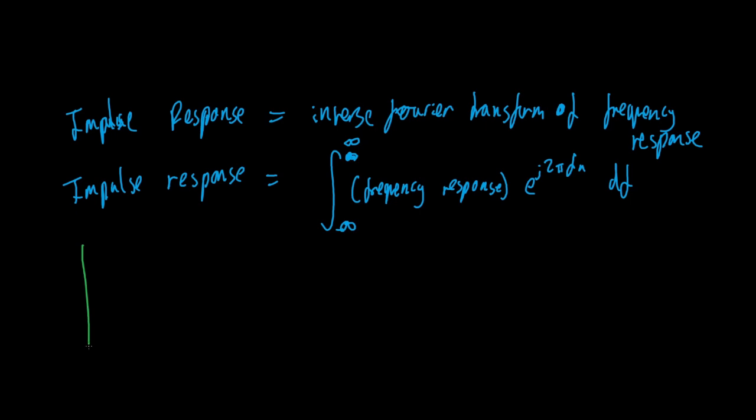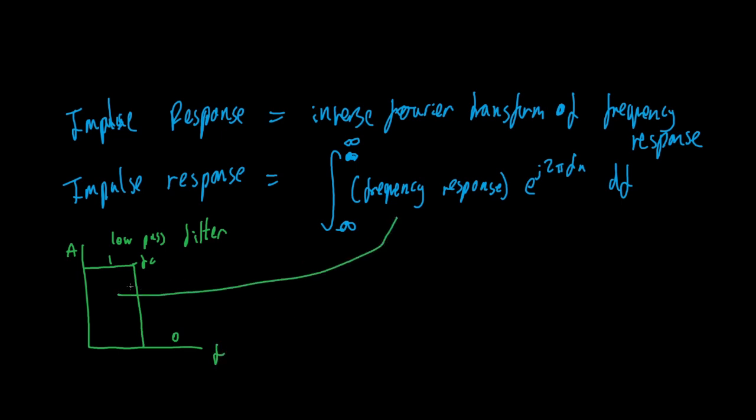Our frequency response of an ideal low pass filter looks like this: it is 1 before FC, which is the cutoff frequency, and 0 after the cutoff frequency. So we are just putting this frequency response into this inverse Fourier transform. Remember, the FIR filter is based on the impulse response of an ideal filter. So put that in there.